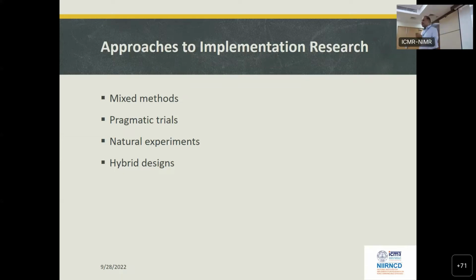The finer points, the technical points cannot be captured through quantitative research. You have to talk to people to get to the root of why certain things are not happening. So mixed design is the most important tool in our implementation research.